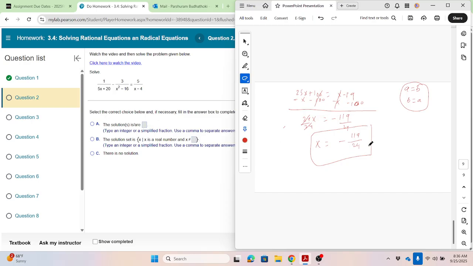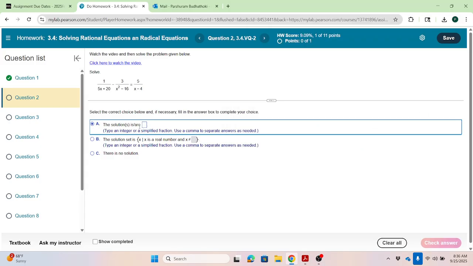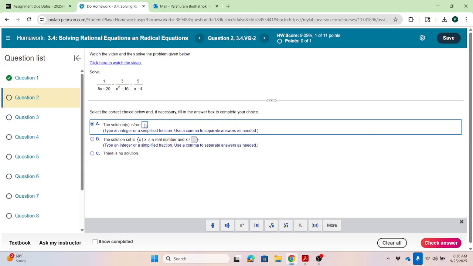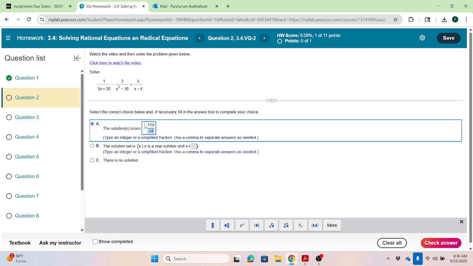Keep in mind, after you find the solution, this solution is not supposed to give you 0 on the bottom part. The only thing that gives 0 on the bottom part is either negative 4 or positive 4. So this is fine. So the answer is negative 119 divided by 24.